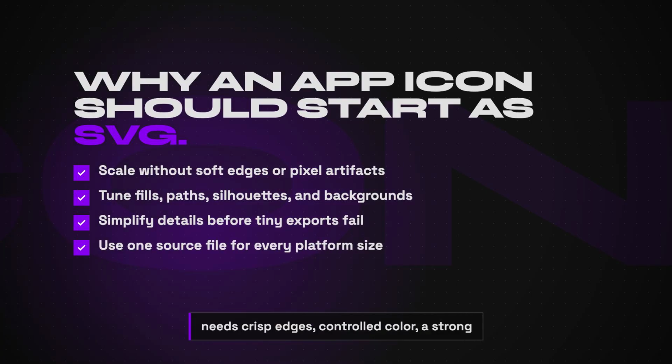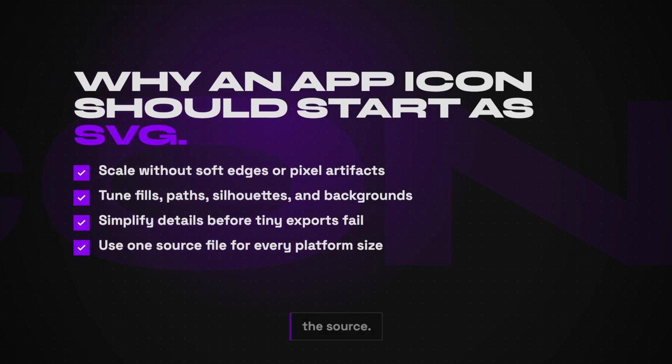Why does that SVG master matter? An app icon needs crisp edges, controlled color, a strong silhouette, and clean geometry. With vector artwork, you can scale up, simplify details, adjust colors, and create platform exports without degrading the source.